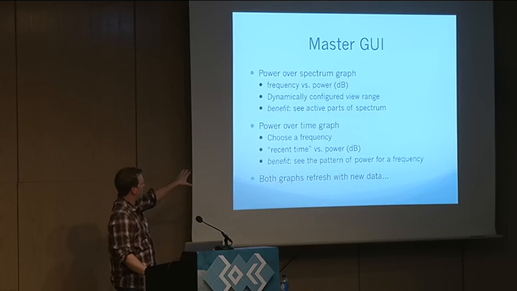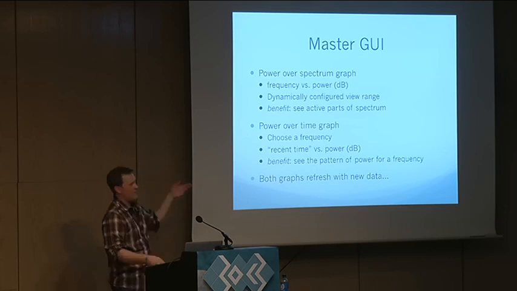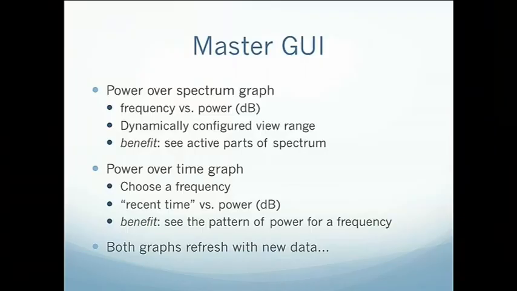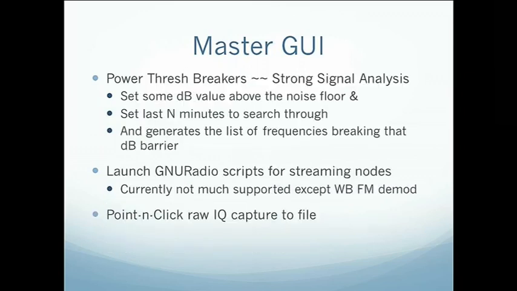Also, you'll see a power over time graph. Basically, you choose a specific frequency, and it'll give you the power levels over recent time. This is useful to see, wait, was that just some spurious spike that who knows what the heck that was? Or is this a commonly used frequency by people? Which usually over time you can tell. And obviously both refresh with time.